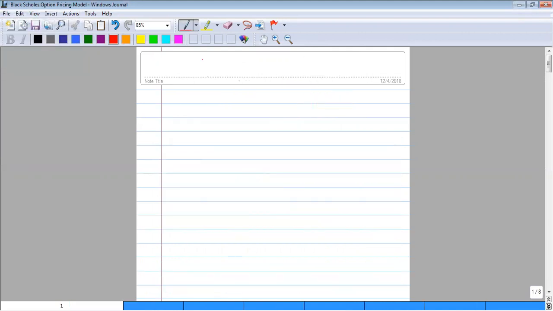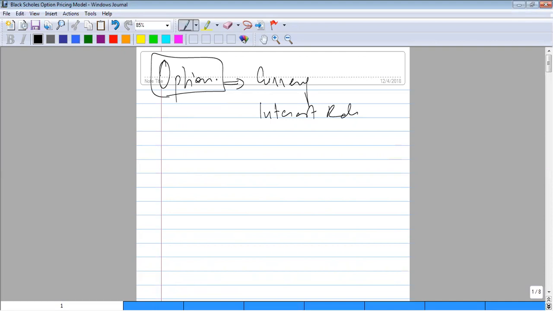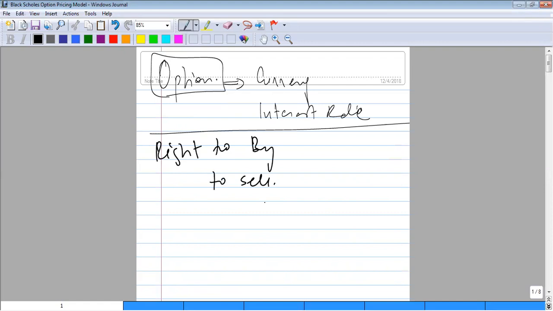Before I discuss the Black-Scholes option pricing model, I'm going to discuss something about the option. What exactly is an option? We have seen the concept of options. We come across currency options and interest rate options. An option is a sort of derivative which gives you a right to buy or a right to sell something. The option does not create an obligation.